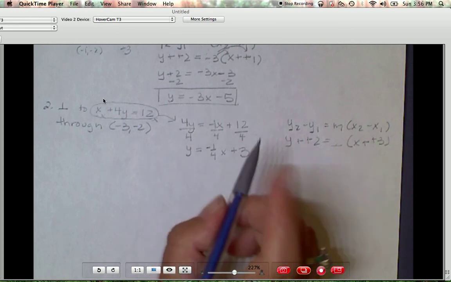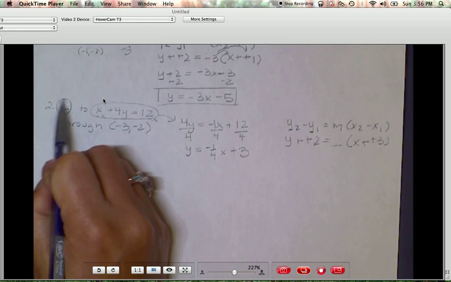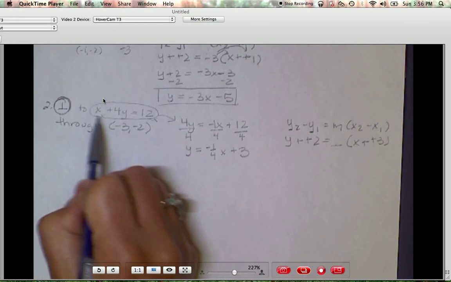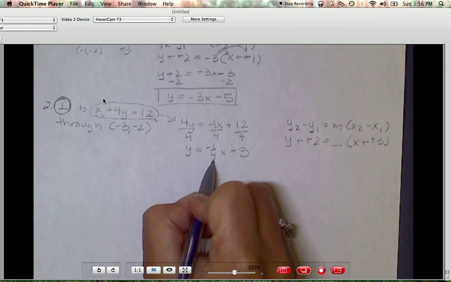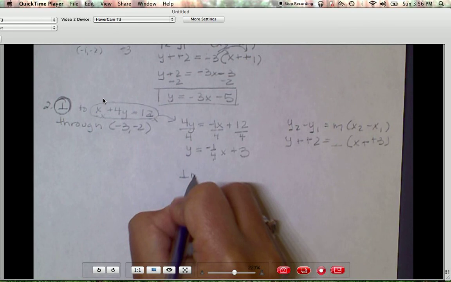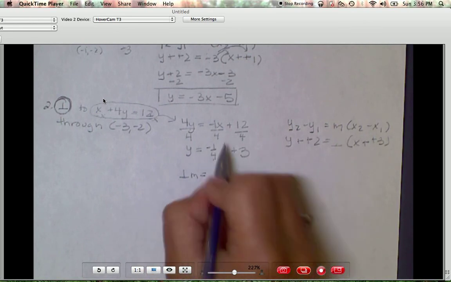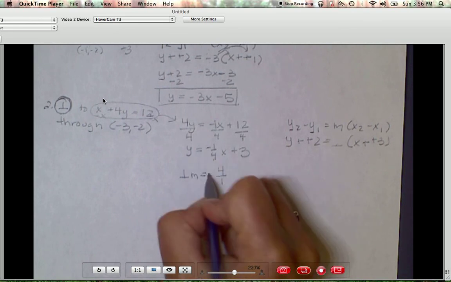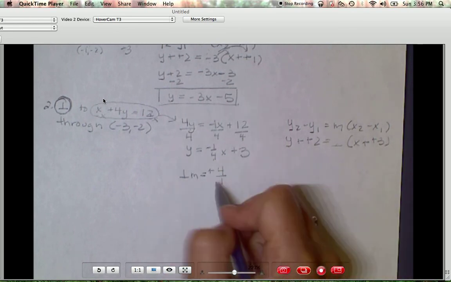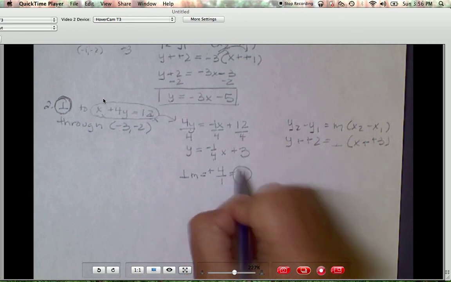Now we have to be careful here. We want it to be perpendicular to this line. So we're not going to use this slope. If this is our original slope, then our perpendicular slope, remember, is flip it and switch it. So we flip it upside down and it becomes 4/1. It was negative, so it now becomes positive. Now when you go to plug this in, you don't want to use 4/1, just use positive 4.